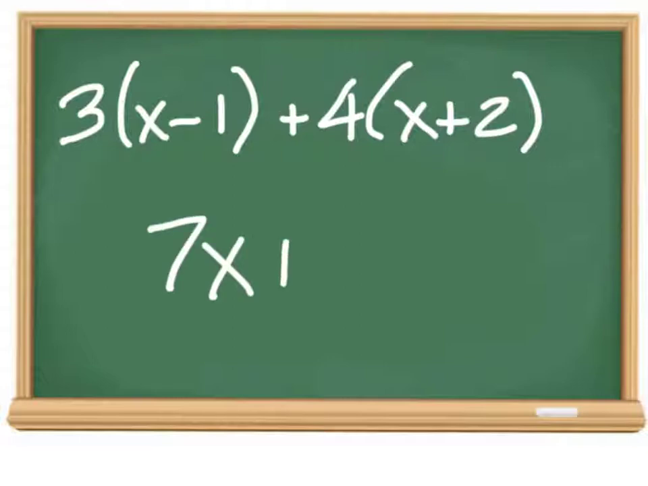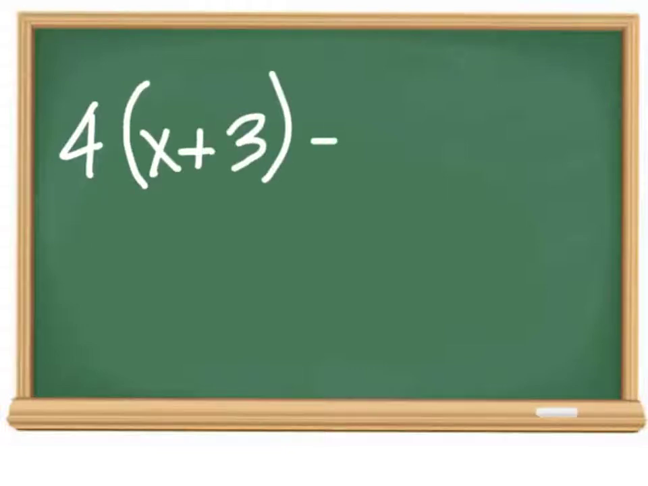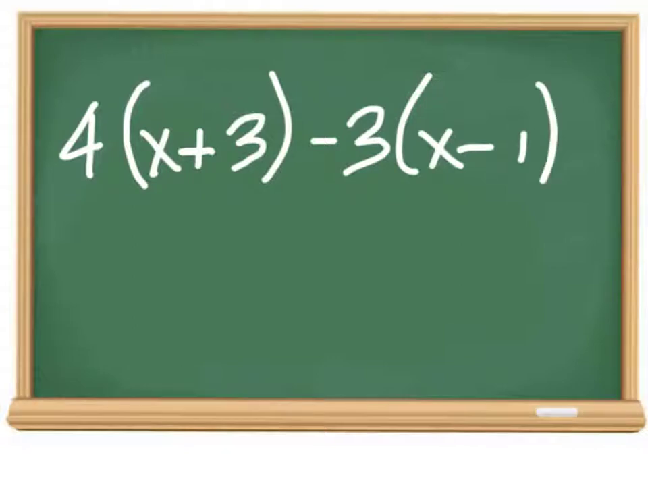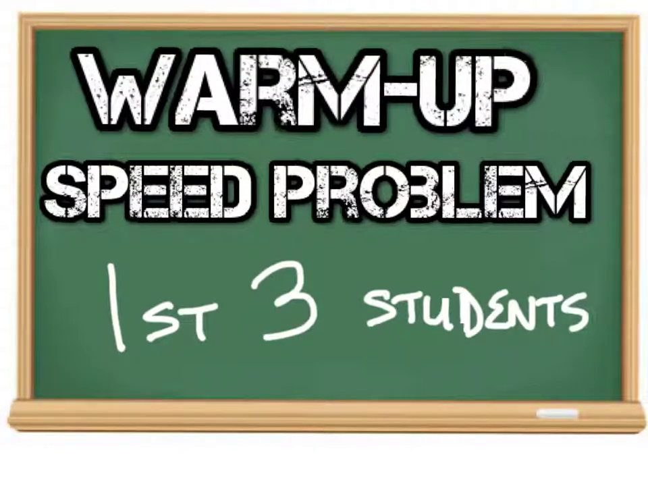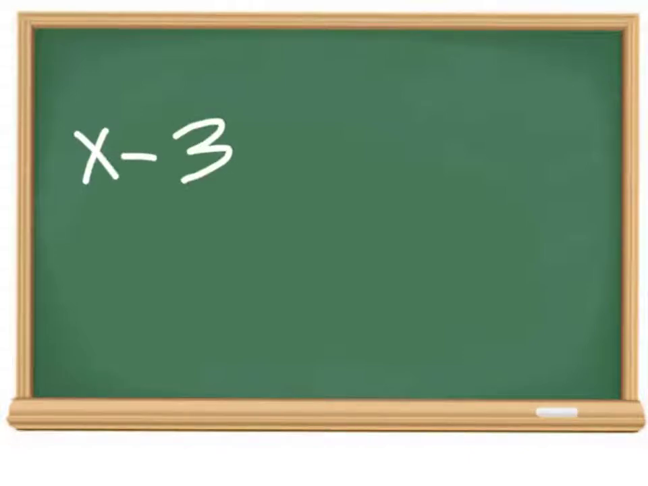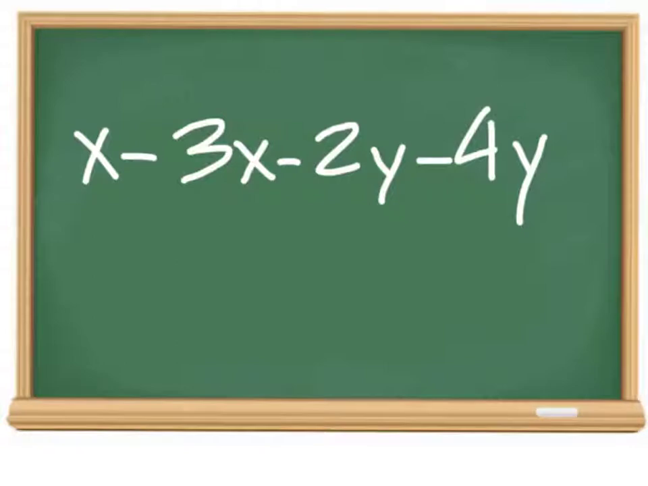Answer should be 7x plus 5. Answer should be x plus 15. Answer on this one should be negative 7x plus 9. The problem was erased. Answer should be negative 2x minus 6y.